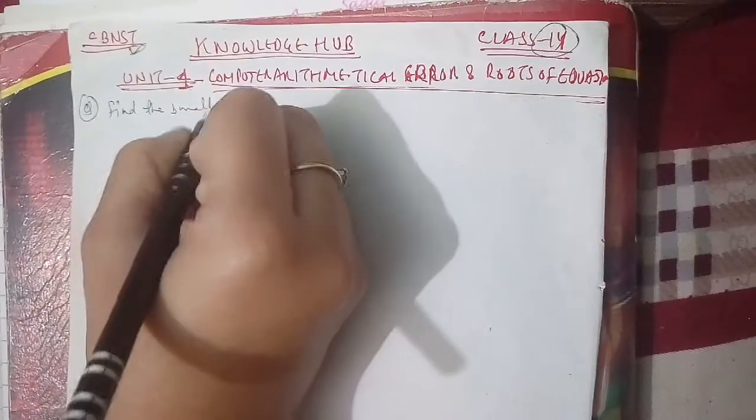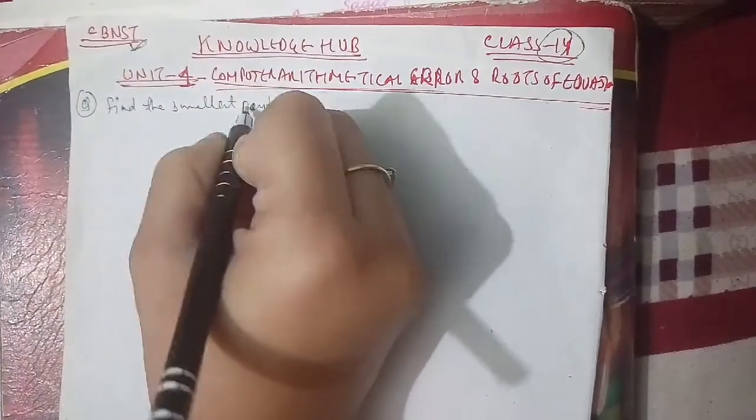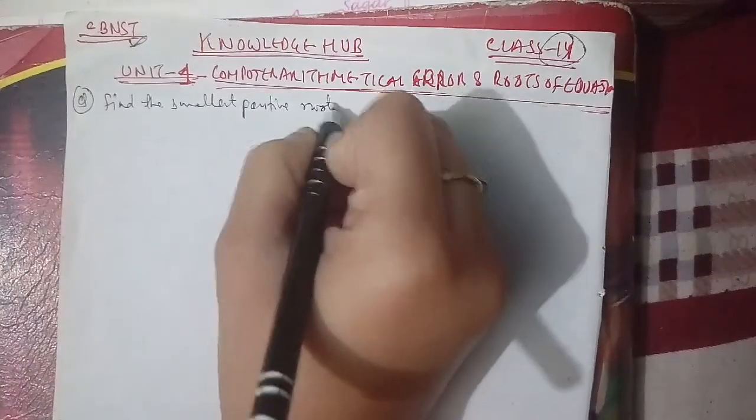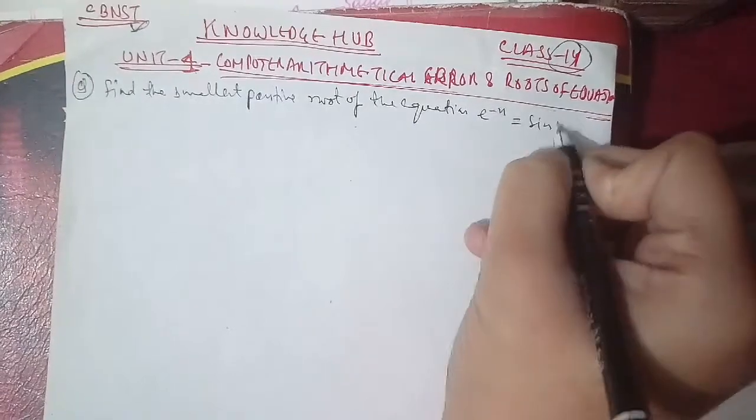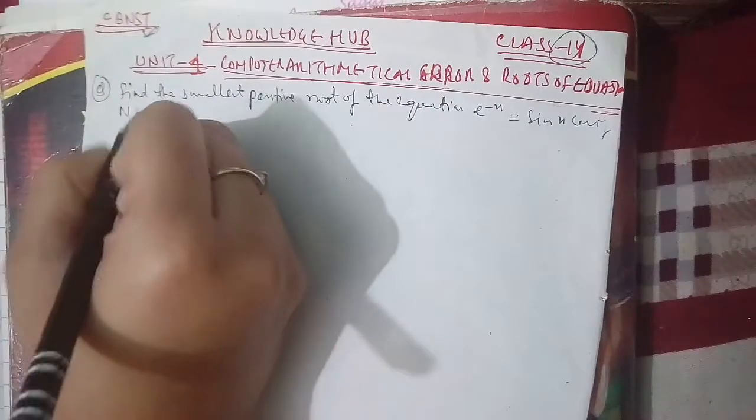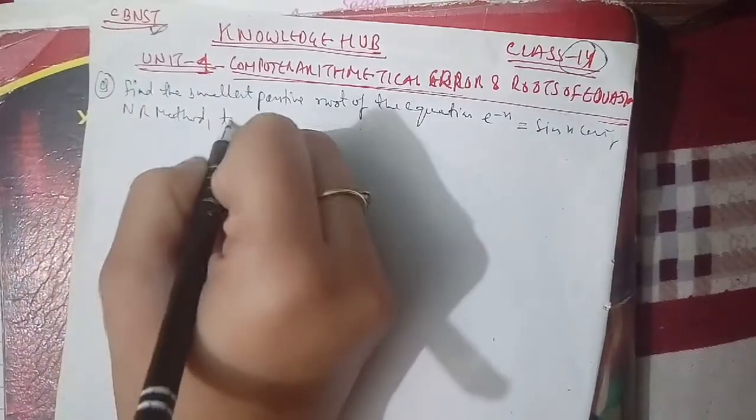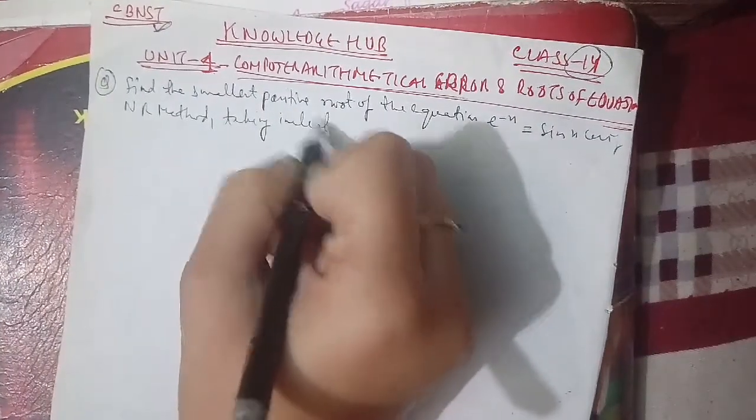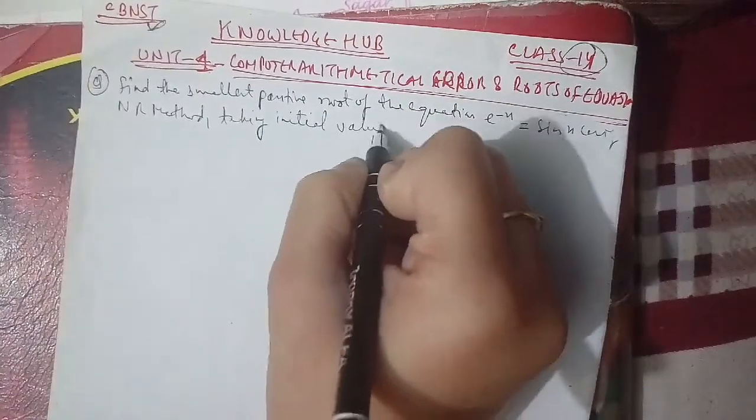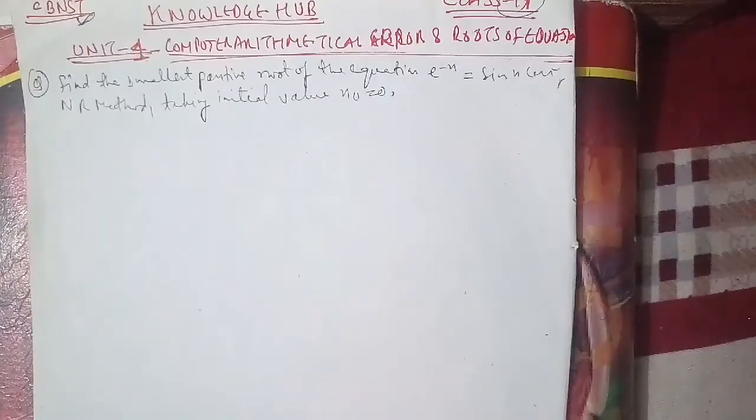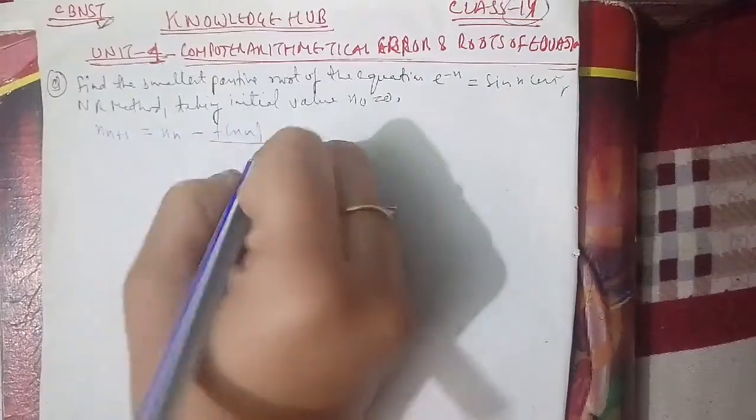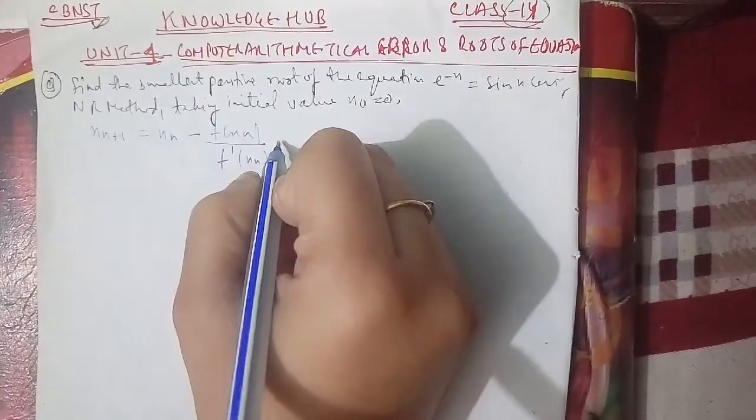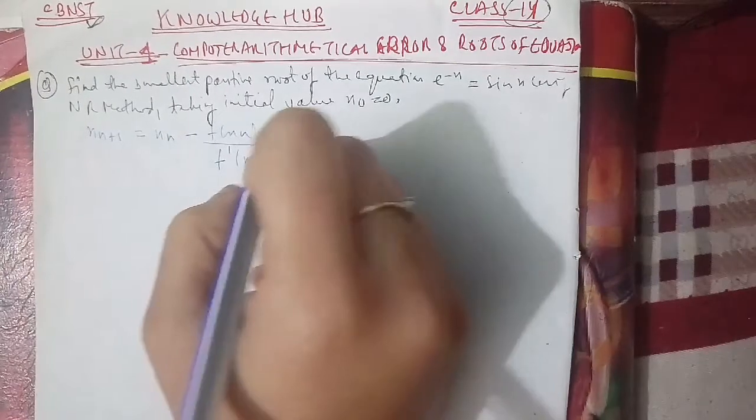Find the smallest positive root of the equation e to the power minus x is equal to sine x using Newton-Raphson method, taking initial value x0 is equal to 0. So we go ahead. x(n+1) is equal to xn minus f(xn) upon f'(xn). The Newton-Raphson method formula we will apply here.